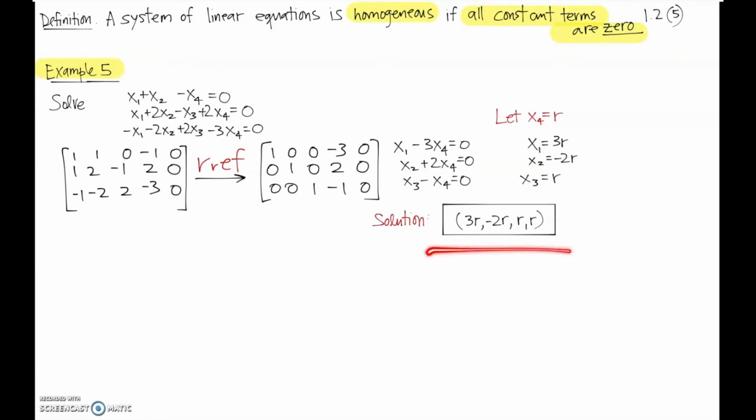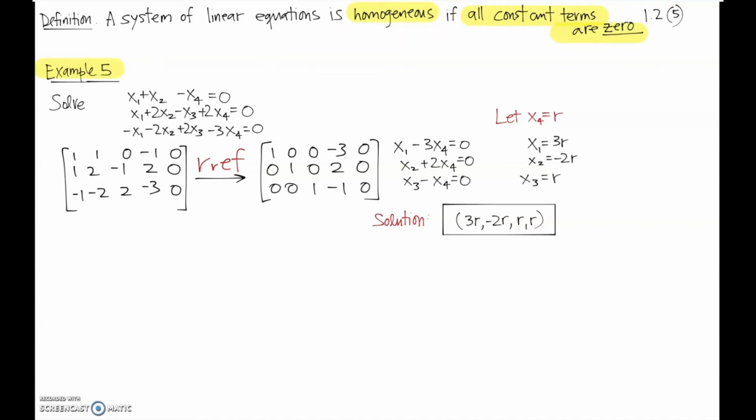Any vector that follows this pattern will work for this system of equations. So one question to ask you is, is 0, 0, 0, 0 in this solution set? And yeah, of course it is. When r equals 0, we do get the solution 0, 0, 0, 0, and that definitely should be a solution to this system. But there's others. There's infinitely many others. We'll talk a lot more about homogeneous systems.